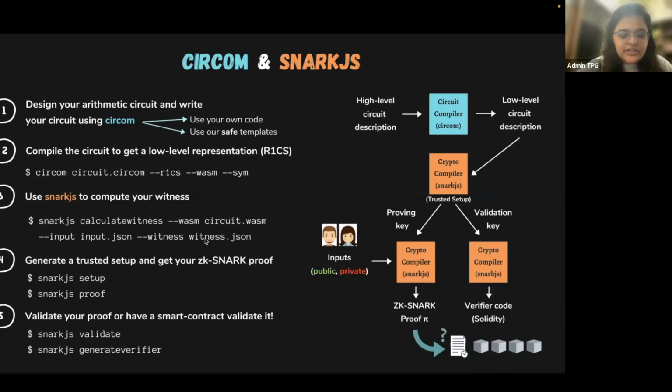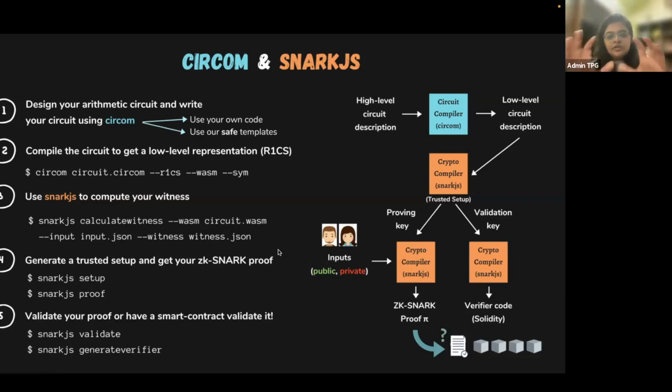I'll not go too much into this. We'll do this in the theory part of it. Once you have this witness, you will use it, and you will have to generate a trusted setup and get the proof. You can use your own trusted set of files. Generally, the popular trusted setup ceremony is called Powers of Tau. You can use those files and generate the proof. Once you have the proof, you can validate it using Snark.js directly, or you can also generate a verifier contract using Solidity to verify your proof.